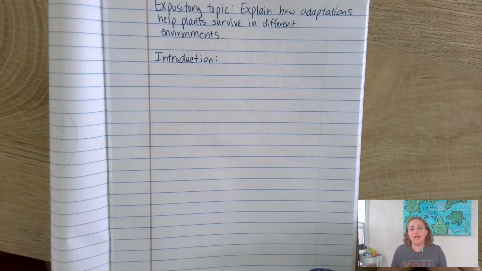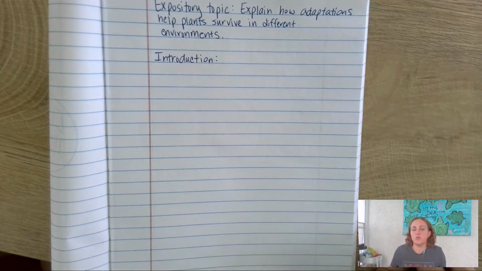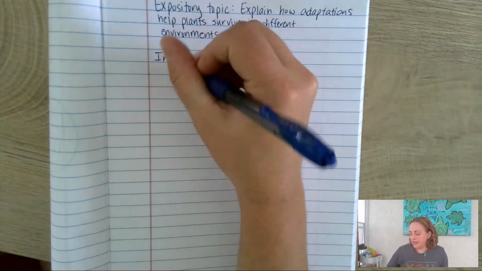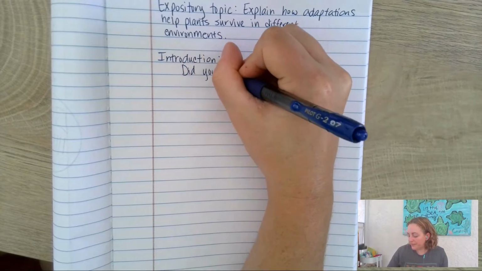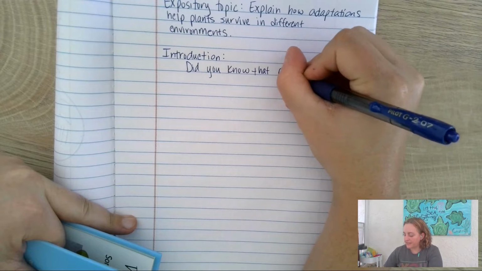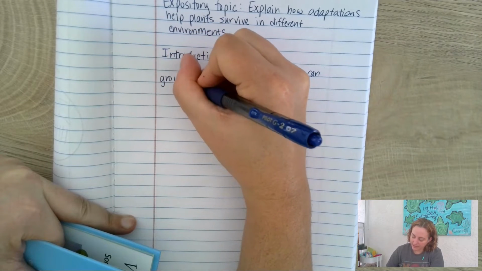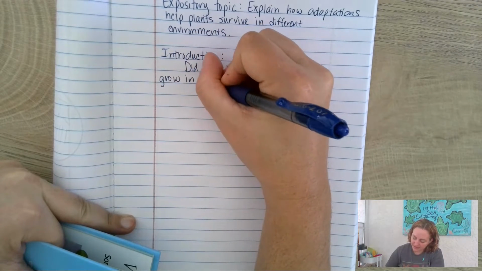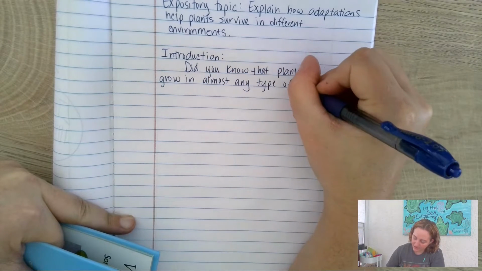So I might try to ask a question, or I might think of a quote or a joke or a sound. There's not really sounds when it comes to plants. So I think I'm going to ask a question. Did you know that plants can grow in almost any type of ecosystem?